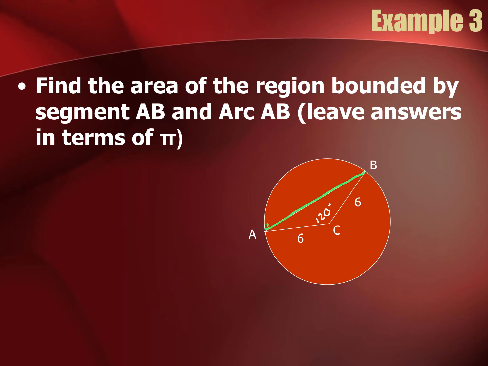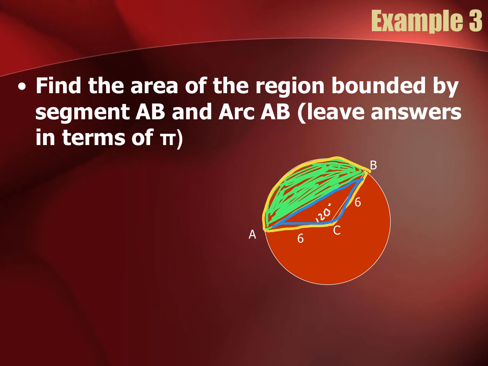And arc AB. So they want us to find, and again in the homework, it's probably going to say find the area of the shaded part. So if you want to think of it like that, find the area of that green shaded part. Because we don't have a formula to find something like that, what we're going to do is find the area of the sector, which is right here. So I'm going to find this whole area first, and then I'm going to subtract out the area of this triangle.